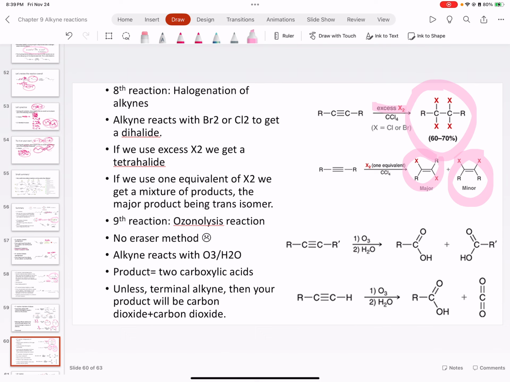Ninth reaction, ozonolysis. There's no eraser method. An alkyne reacts with O3 and H2O. The product is two carboxylic acids, unless it's a terminal alkyne, then your products will be carbon dioxide and a carboxylic acid.